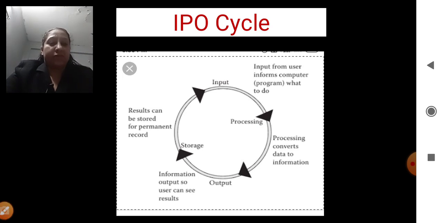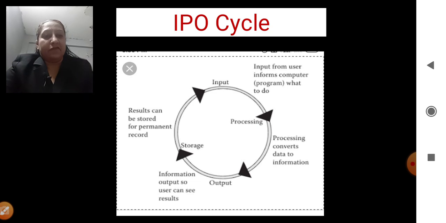Next topic is the IPO cycle. Full form of IPO is input, processing, output. As you can see in the diagram, it is unidirectional. Like in the previous diagram it was bidirectional, it was going from primary to secondary, secondary to primary. Here it is not like this, it is unidirectional. First it will start with input. From input it will move to processing.